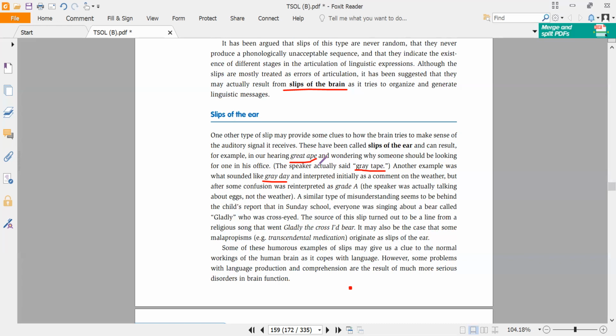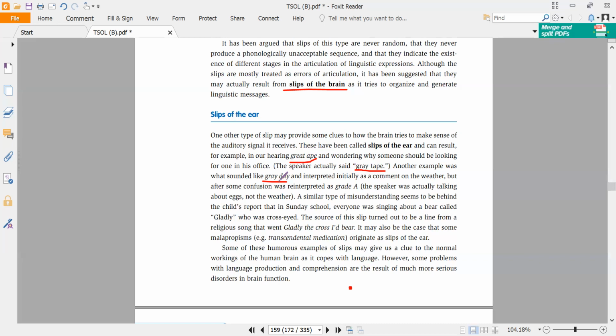When there is a misperception on part of the hearer, or when the hearer misperceives something because of the similarity of pronunciation between two words, like gray tape and great app, there is a similarity in the pronunciation. In such a situation, when a hearer misperceives something, that is what we call slip of the air.